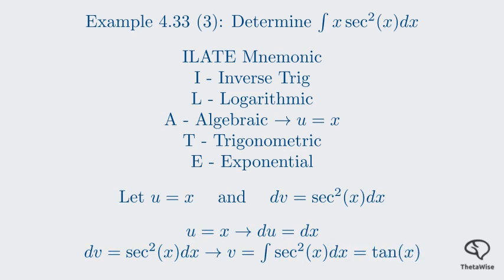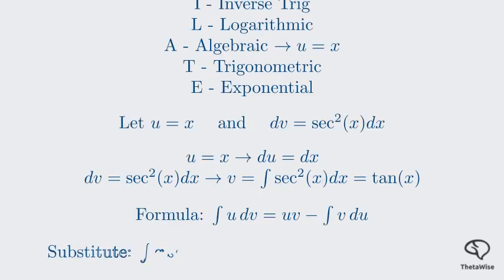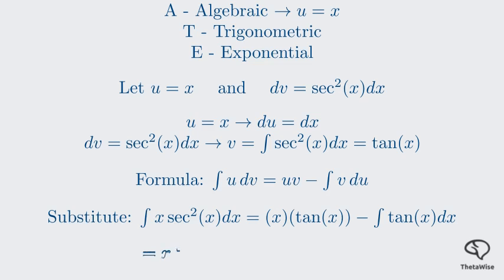Now we apply the integration by parts formula. Substituting u, v, and du, we get x times tangent of x minus the integral of tangent of x dx. The integral of tangent of x is a standard result. It is the natural logarithm of the absolute value of secant of x. So we have x tangent of x minus the integral of tangent of x, which gives us minus the natural logarithm of the absolute value of secant of x.